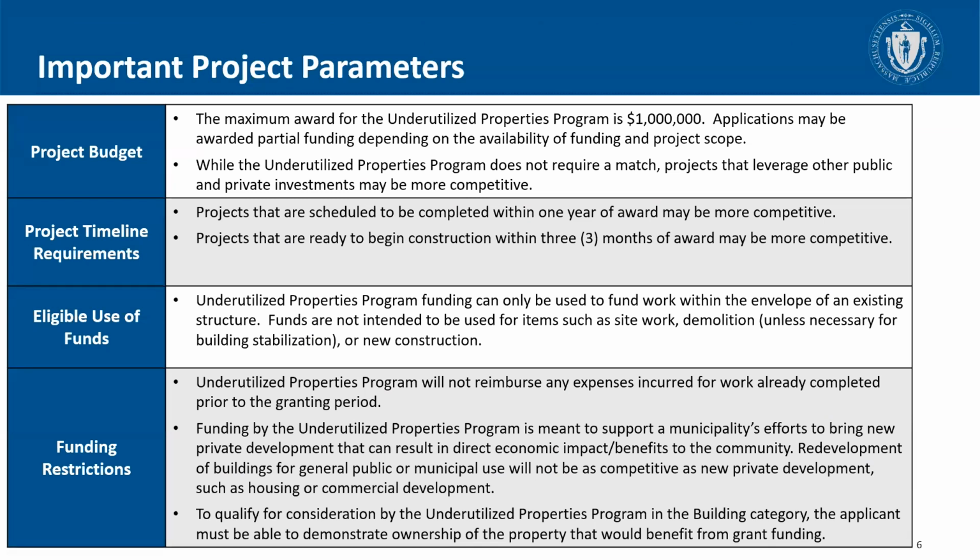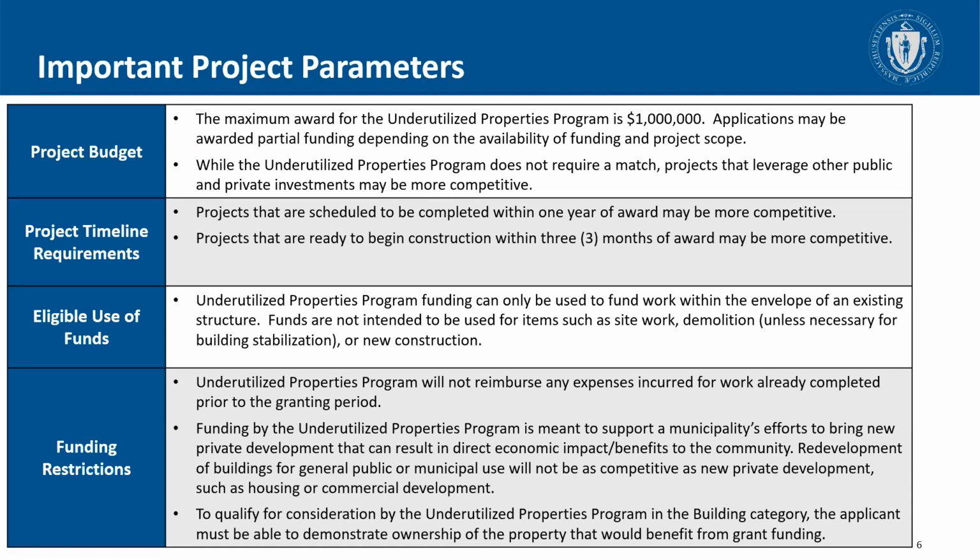Important project parameters. Project budget. The maximum award for the Underutilized Property Program is $1 million. Applications may be awarded partial funding depending on the availability of funding and project scope. While the Underutilized Properties Program does not require a match, projects that leverage other public and private investments may be more competitive.